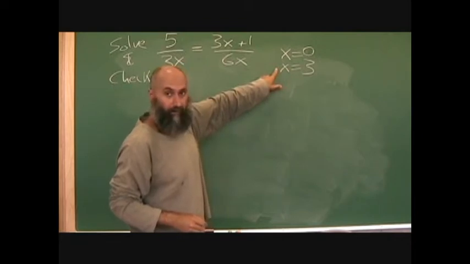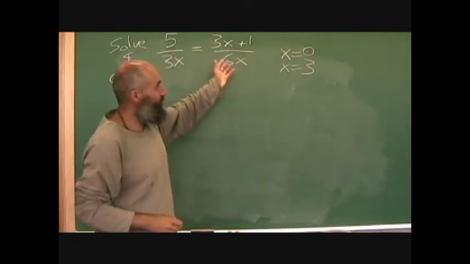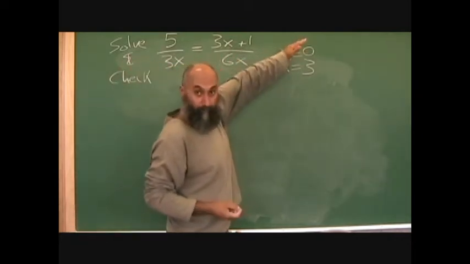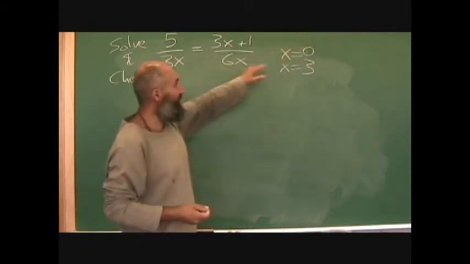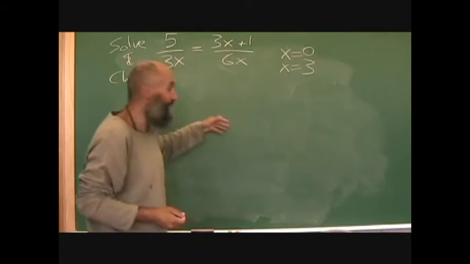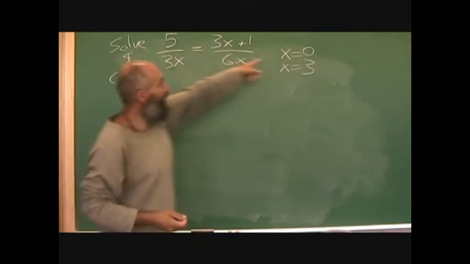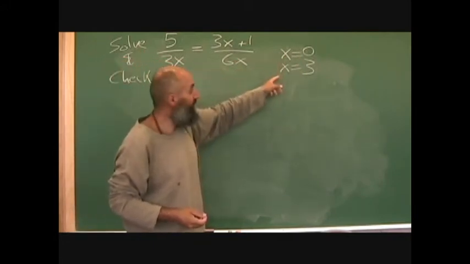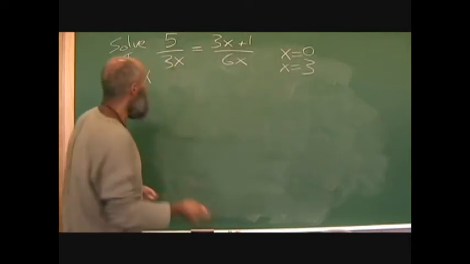If we didn't write our restrictions and eliminate this, because of our restrictions, because we need this, the problem with 0 will come up when we're doing a check. So solving part, straightforward. We already figured out it was x equals 0 and x equals 3. Let's do a check on this.